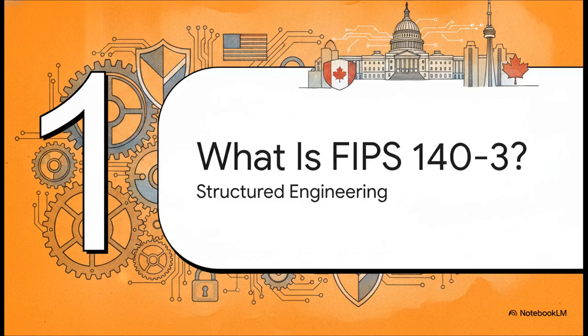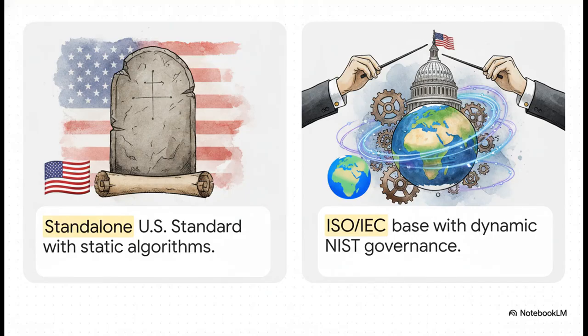What is FIPS 140-3? A structured engineering program. Look, we have to shatter the illusion right now that FIPS 140-3 is just some simple configuration toggle you can flip on a server. It's really not. It's a highly structured engineering, compliance, and validation program administered jointly by NIST in the US and the CCCS down in Canada.